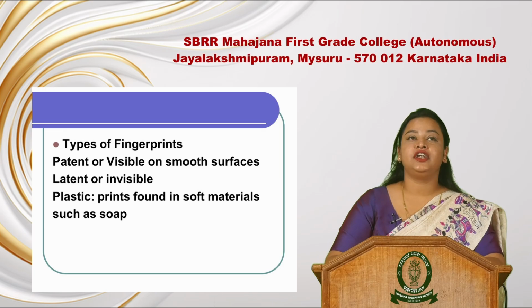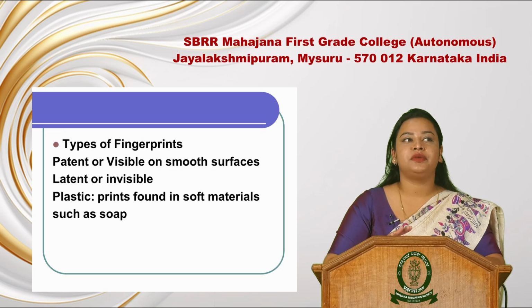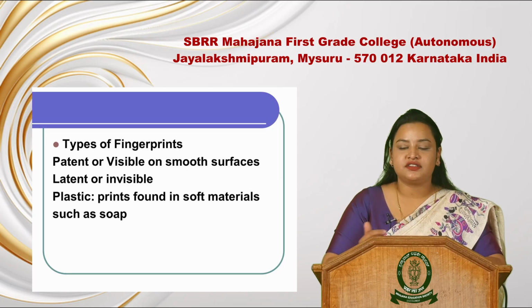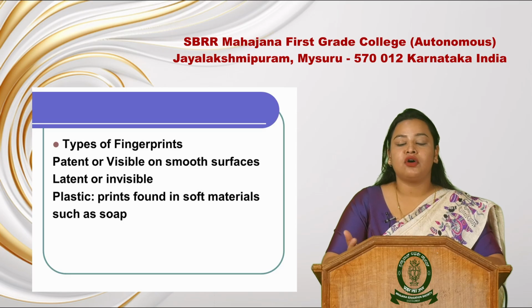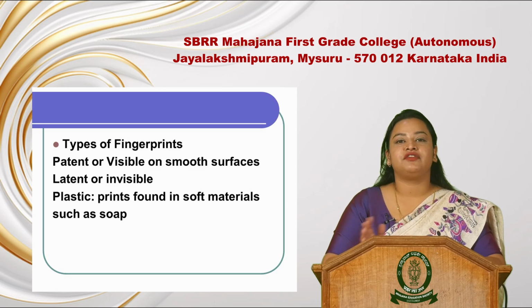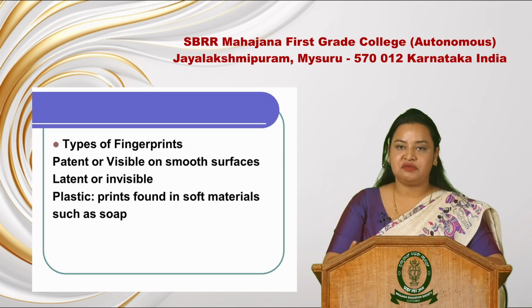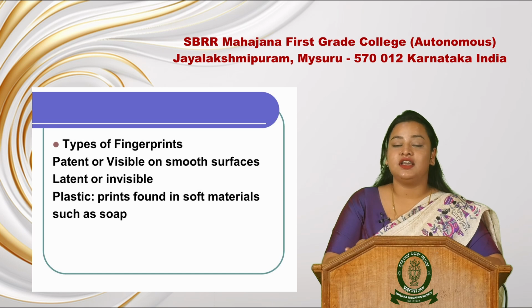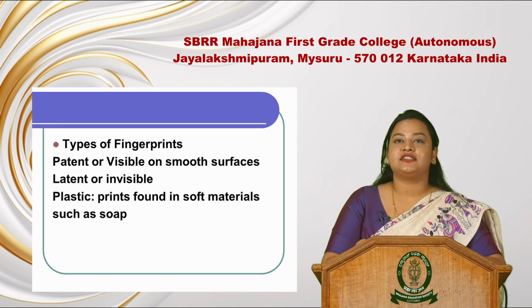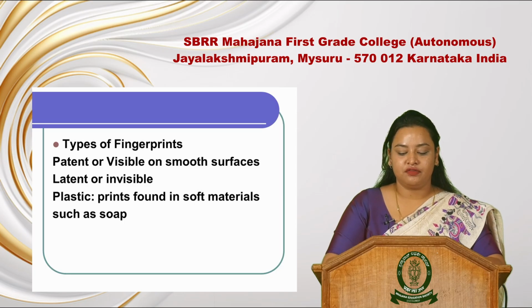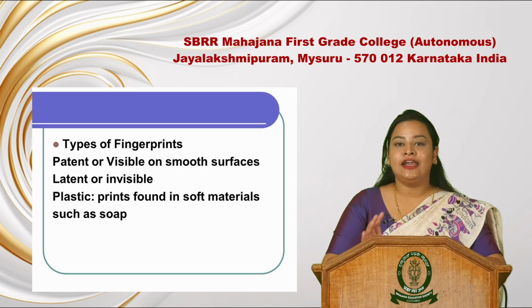After that, there are different types of fingerprints found at a crime scene. That's why we are studying fingerprinting, just to know that when we go to a crime scene, there are different types of fingerprints present. There are actually three types of fingerprint patterns we'll see at a crime scene. First is patent, second is latent, third is plastic. A patent print, also called a visible print, is present on a smooth surface, a latent print is an invisible print, and a plastic print is found in a soft material like soap.